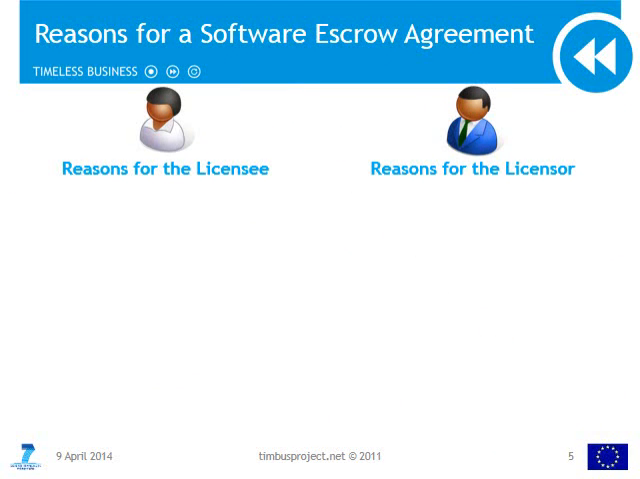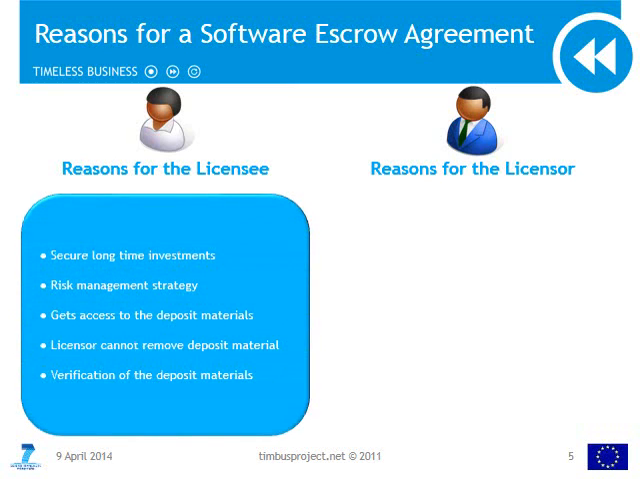The licensee and licensor both have different reasons for contracting an escrow agreement. What are the reasons for the licensee? First of all, he wants to secure a long-term investment in information and communication systems. Hence, an escrow agreement serves as a risk management strategy. By signing this contract, he wants to ensure that he will continue to receive access to the deposited materials if one of the contractually agreed trigger events has occurred.